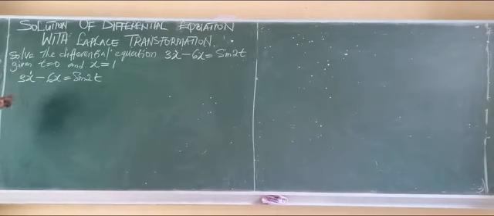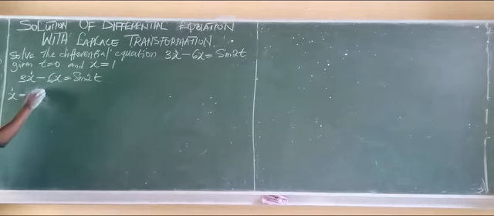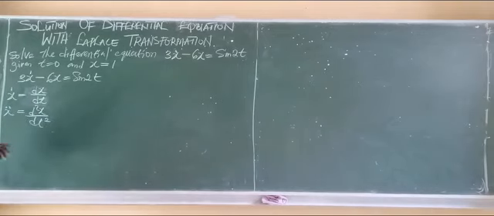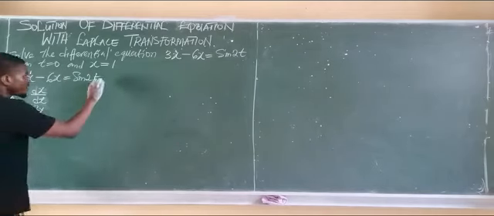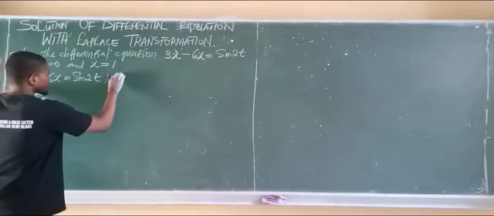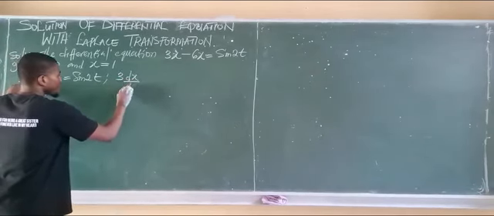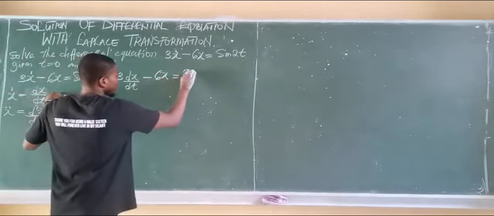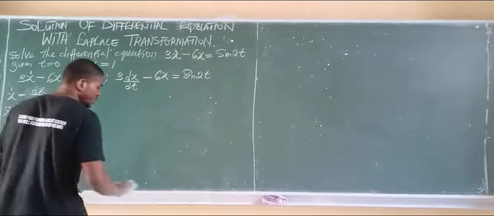Mind you, when you see x dot in calculus or differential equations, x dot simply means dx over dt. If you see x double dot, it simply means d squared x over dt squared. So in this case, just keep in mind that x dot means dx over dt. Rearranging this equation for clearer understanding, this becomes 3 dx over dt minus 6x, and this is equal to sine 2t.